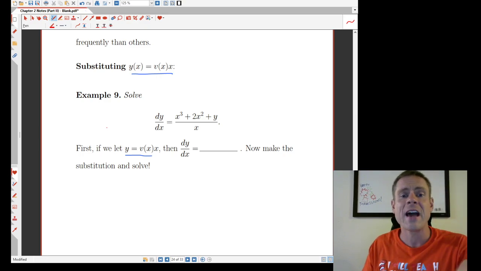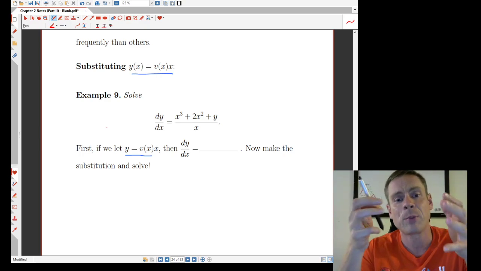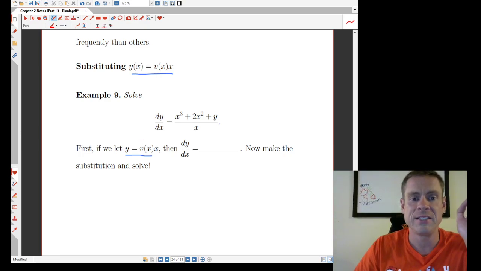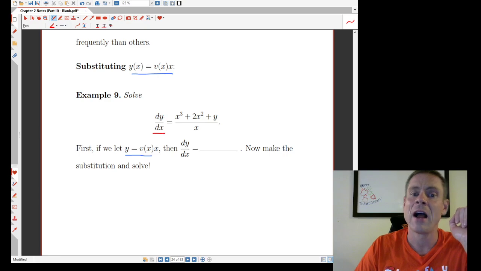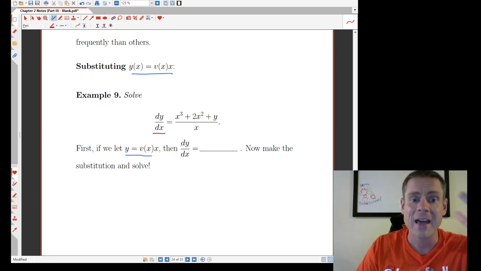So y equals vx, I'm going to be able to put vx where the y is. That's great. But I need an expression for dy/dx that appears here. I need to get rid of that and express it in terms of v as well. And for that, I need to think of what dy/dx would be given this expression.